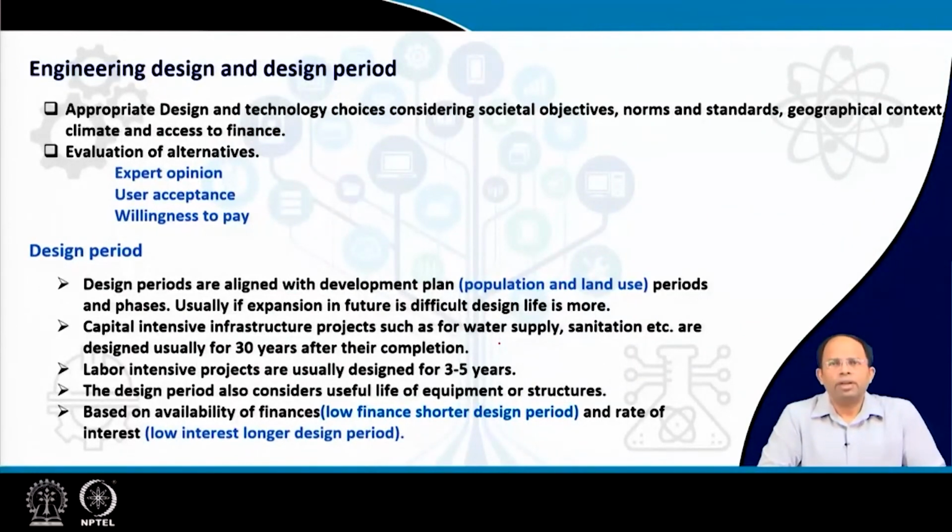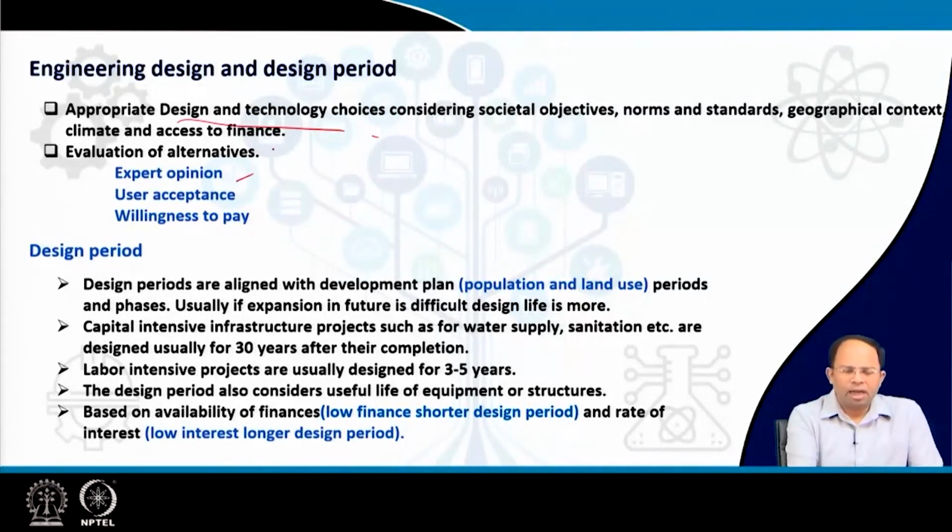Finally, coming to the last point for this lecture: along with the WTP or the acceptance level of a particular option, technology or service provision, we also need to consider the engineering design and the design period of that option. Appropriate design and technology choices have to be as per societal objectives, norms and standards, the geographical context, the climate of that area, and of course access to finance. So the actual design and technology choice depends on all these factors. When we evaluate the alternatives, which option has to be chosen could be decided based on expert opinion, user acceptance and willingness to pay.